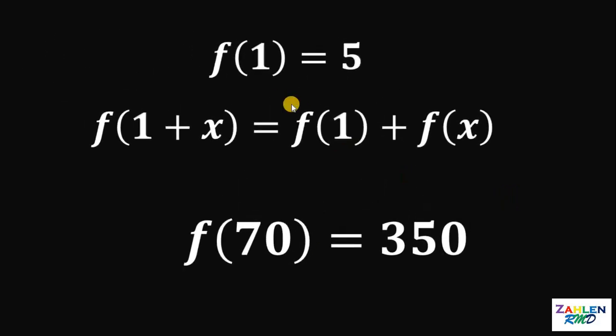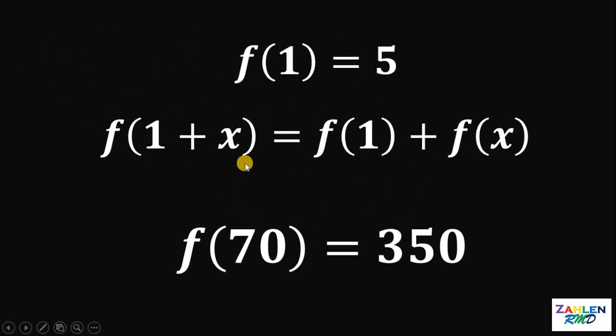Therefore, if we have f of 1 equals 5 and f of 1 plus x equals f of 1 plus f of x, the value of f of 70 must be equal to 370. And as always, we are done.